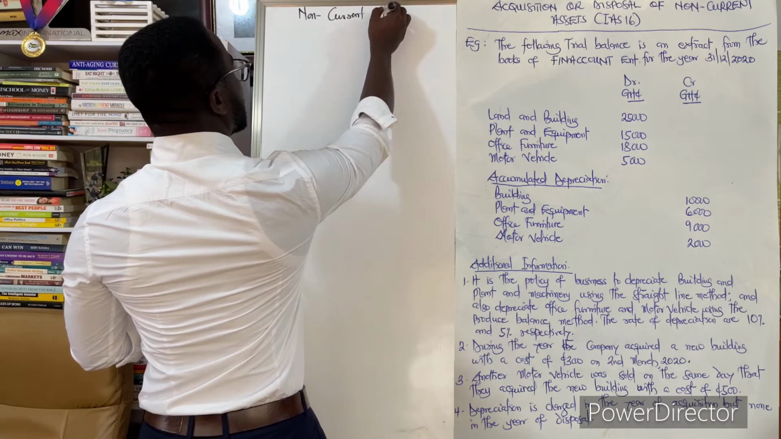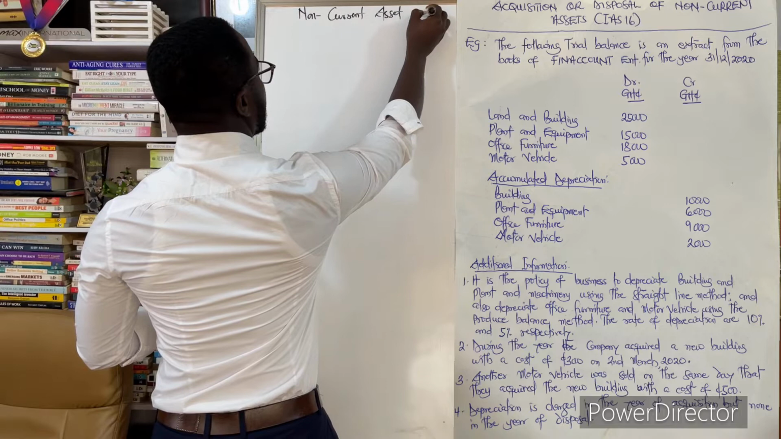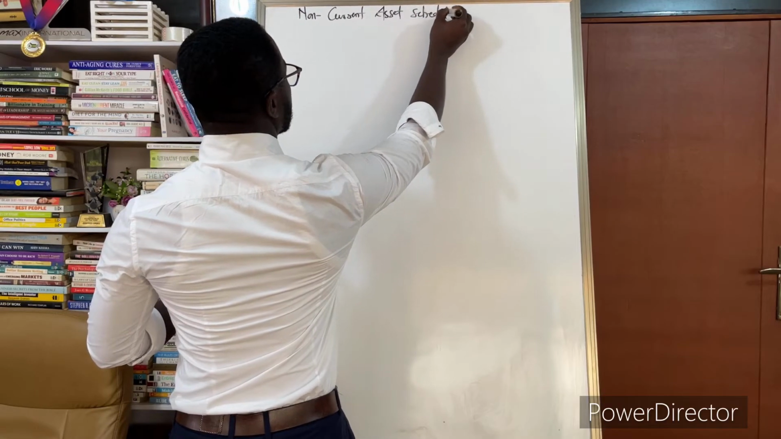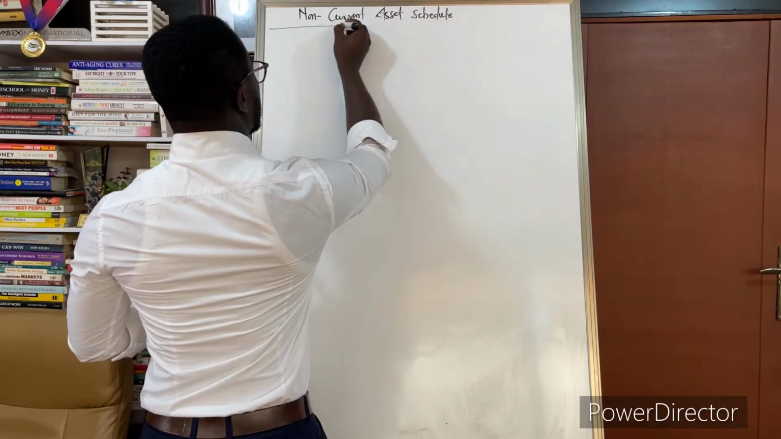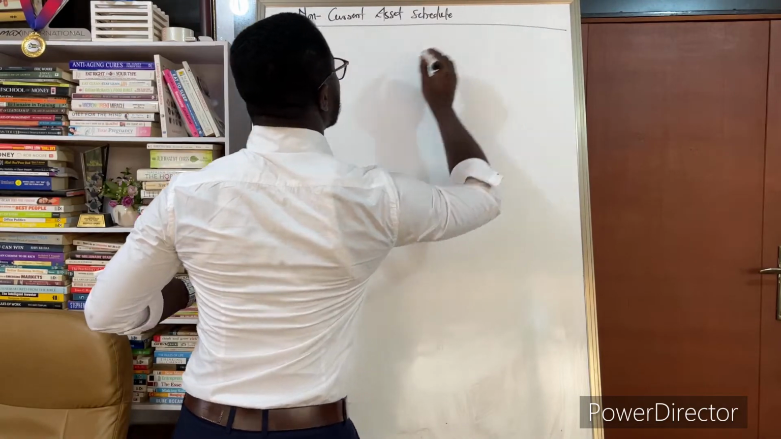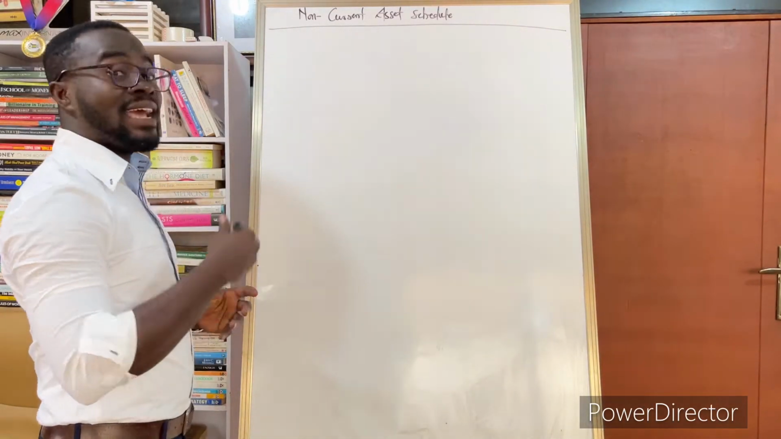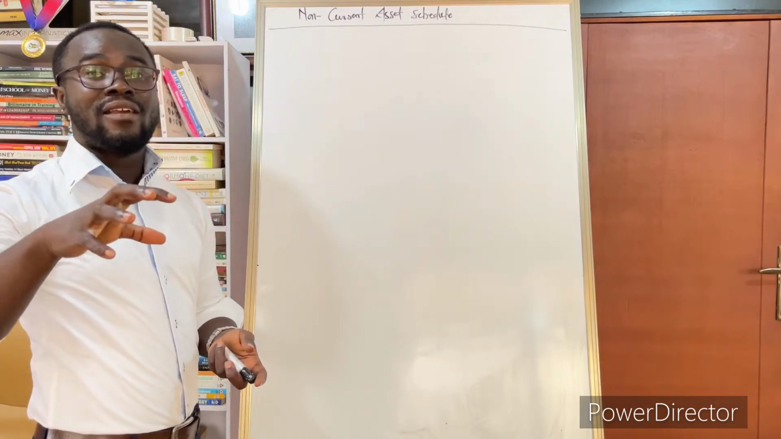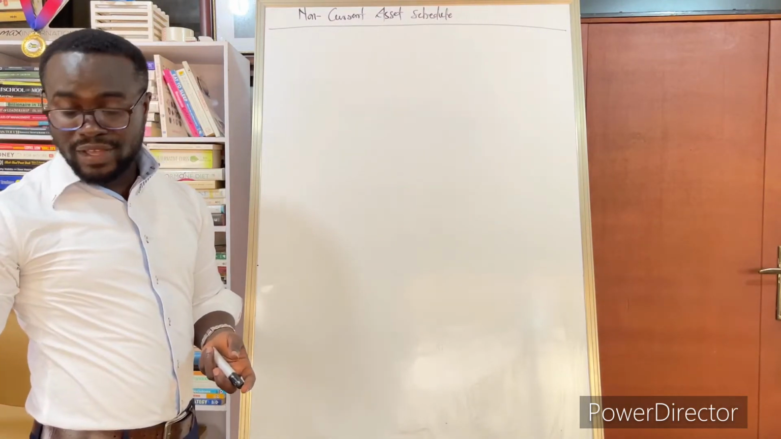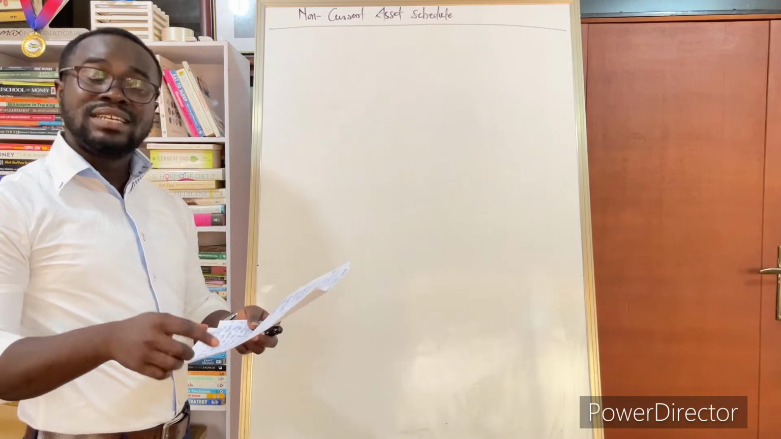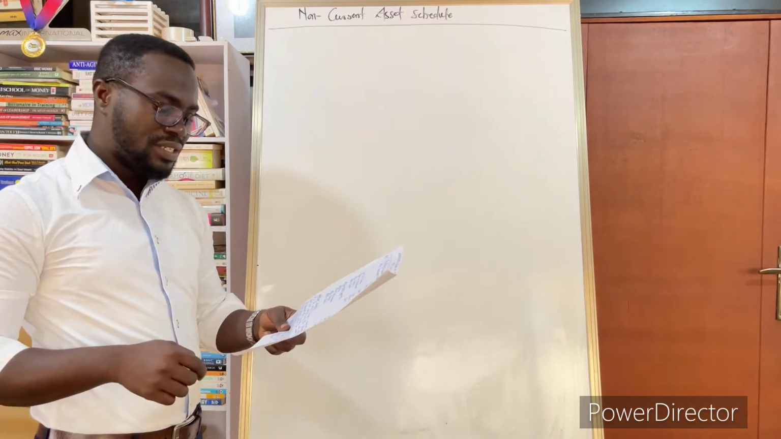Non-current asset schedule. Simple. And for you to do this, you give the heading. The first thing that I said is that you list all the non-current assets that have been given. If you see the question, you see that it's land and building in the trial balance, but when you come to the additional information, it's just building.